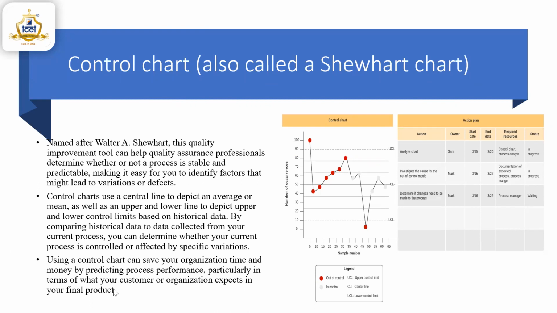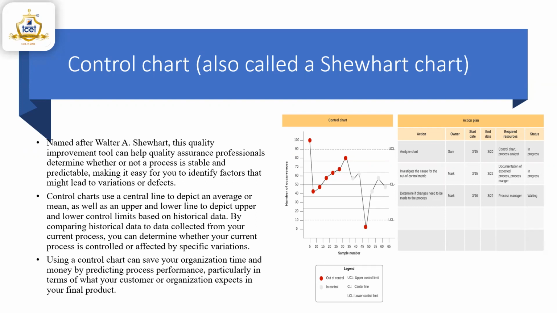Control chart, also called the Shewhart chart. Named after Walter A. Shewhart, this quality improvement tool can help quality assurance professionals determine whether or not a process is stable and predictable, making it easy for you to identify factors that might lead to variations or defects. Control charts use a central line to depict an average or mean, as well as upper and lower lines to depict upper and lower control limits based on historical data. By comparing historical data to data collected from your current process, you can determine whether your current process is controlled or affected by specific variations.